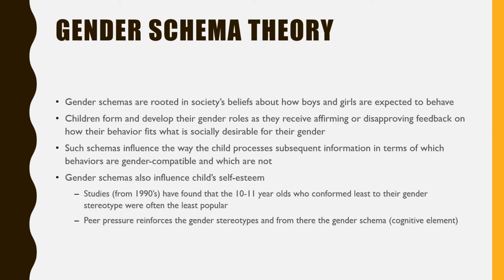Now, gender schema theory is another theory here, and gender schemas are rooted in society's beliefs about how boys and girls are expected to behave. Children form and develop their gender roles as they receive affirming or disapproving feedback on how their behavior fits what is socially desirable for their gender. And these schemas influence the way the child processes subsequent information in terms of which behaviors are gender compatible and which are not. And this can lead to possible cognitive dissonance as well.